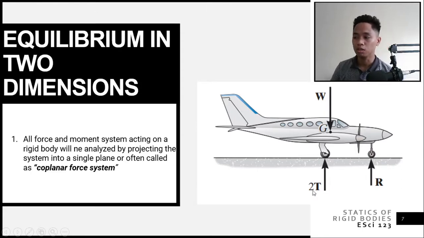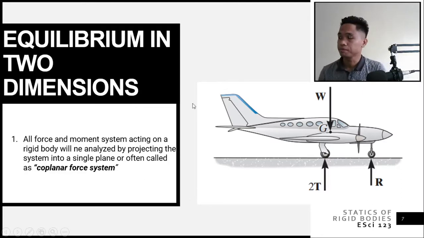So, nga naman ang 2T, because again, they have two tires. Duha na sila kaligid sa likod, dire one lang, usa lang siya ka-R, because usa ra man giligid sa tubangan, di ba? So ina na siya pag-analyze. That is your equilibrium in two dimensions. So dapat we are going to project it as a single plane or coplanar force system.